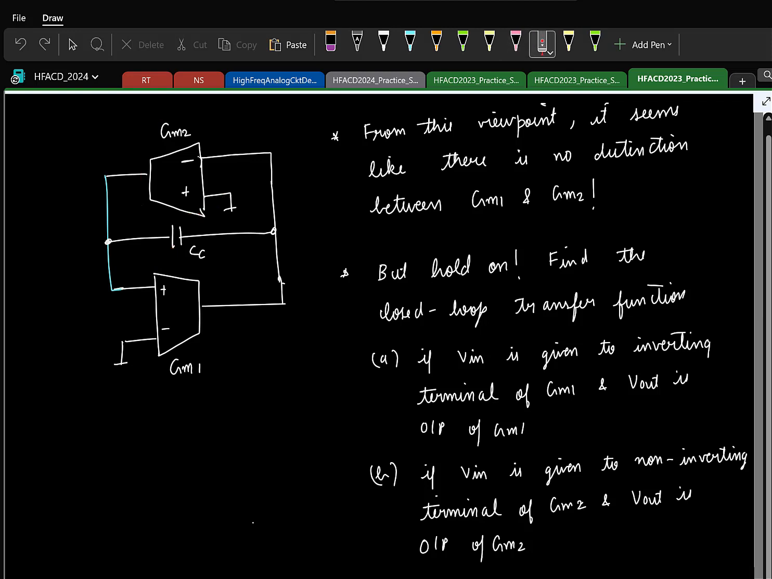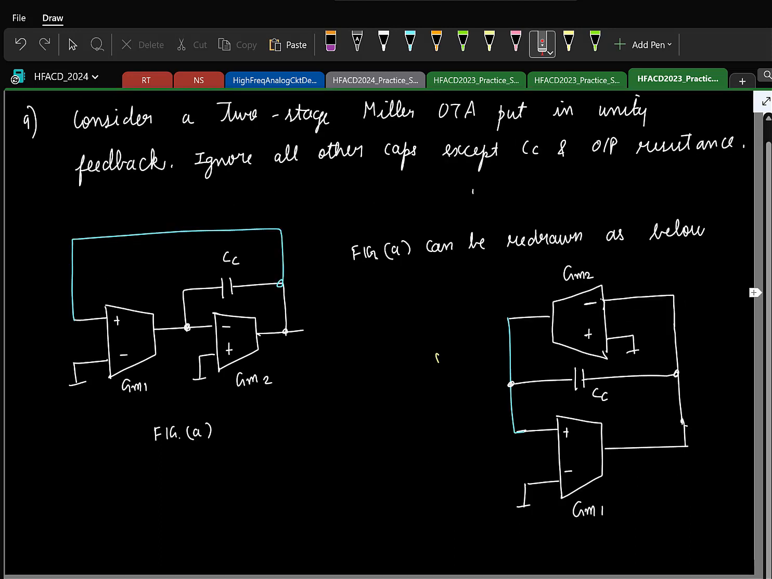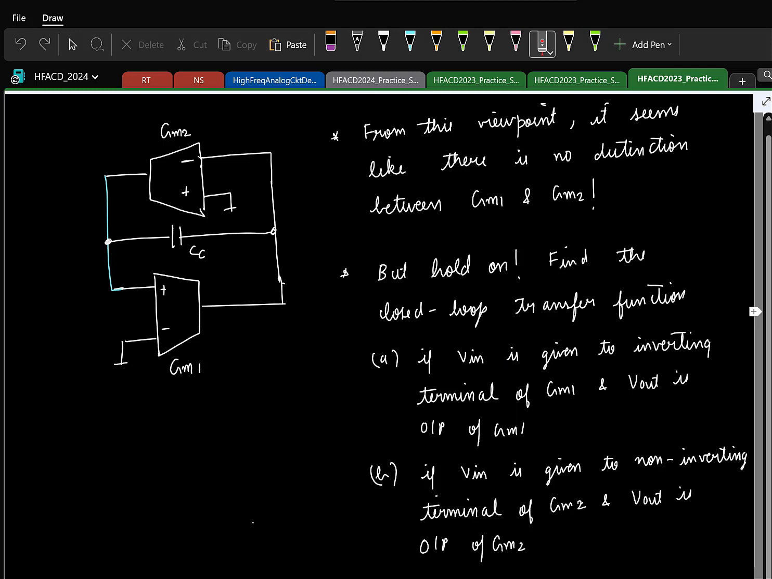What if I say this is GM1 and this is GM2? Earlier we had a differentiation of GM2 because in open loop, CC was put in feedback around the transconductor, and that was our second stage. Now if we put in unity feedback, it looks like CC is in feedback across both GM1 and GM2. In GM2, the positive sign is grounded, and GM1 is grounded. The input depends.